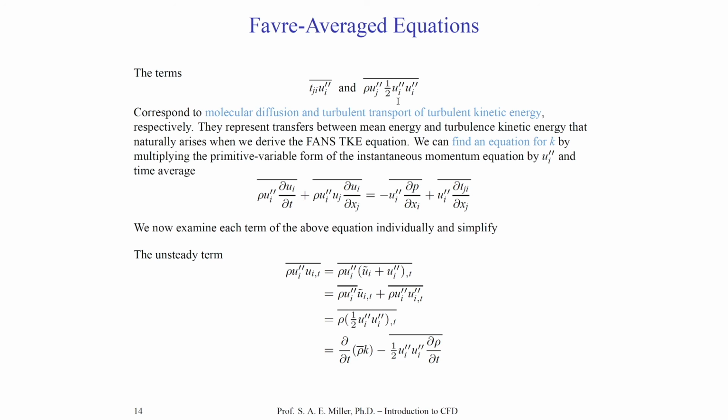We can find an equation for turbulent kinetic energy simply by multiplying the primitive variables in their form of instantaneous momentum by ui double prime and the particular time average. We can now look at each particular term and individually simplify. We'll do this term by term in the next couple slides. If we look at the first term, we can rewrite that and expand that out as a form of k with this extra correlation.